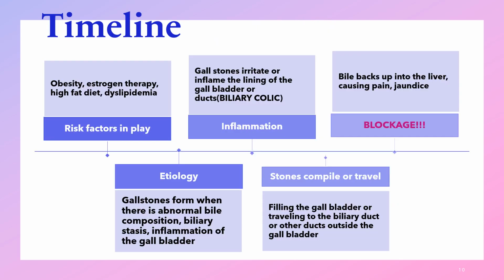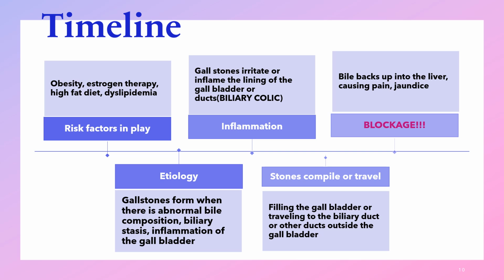I included this timeline because I thought it was really relevant in this context. You can see here that in the beginning the risk factors come into play, some of our more common risk factors, and then you have the formation of those gallstones, because for one of these reasons or another, there is that perfect combination of abnormal bile composition, biliary stasis, and then inflammation of the gallbladder. Those gallstones start to form.